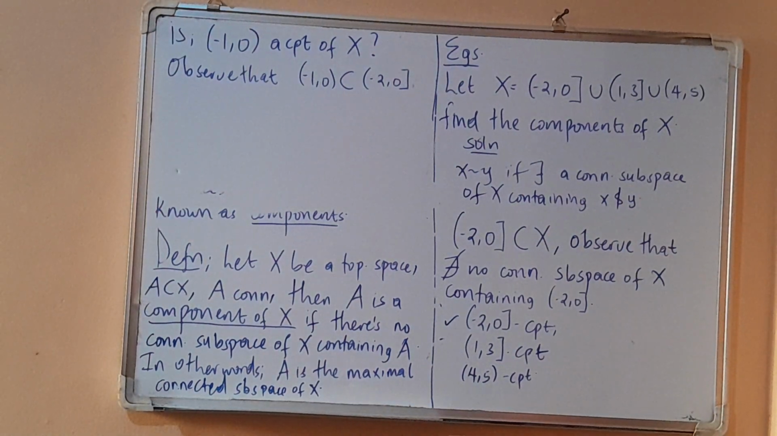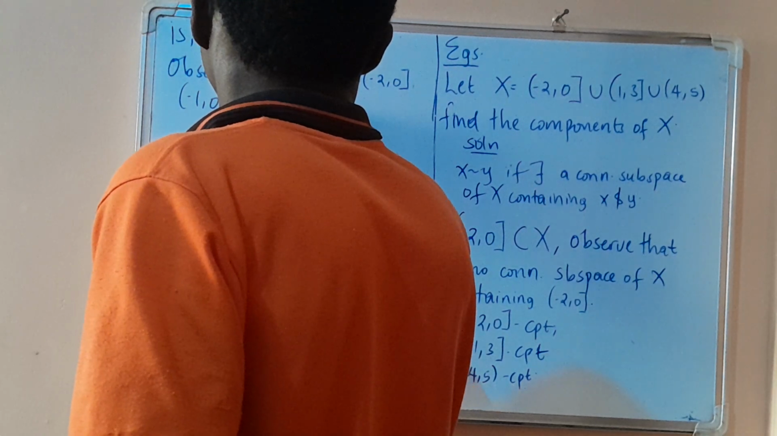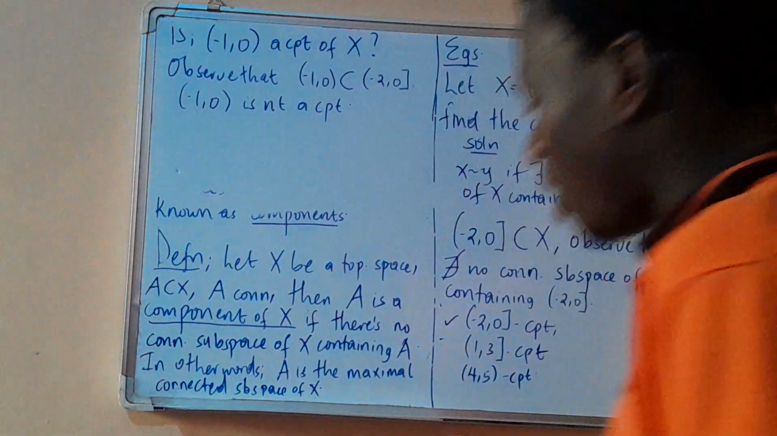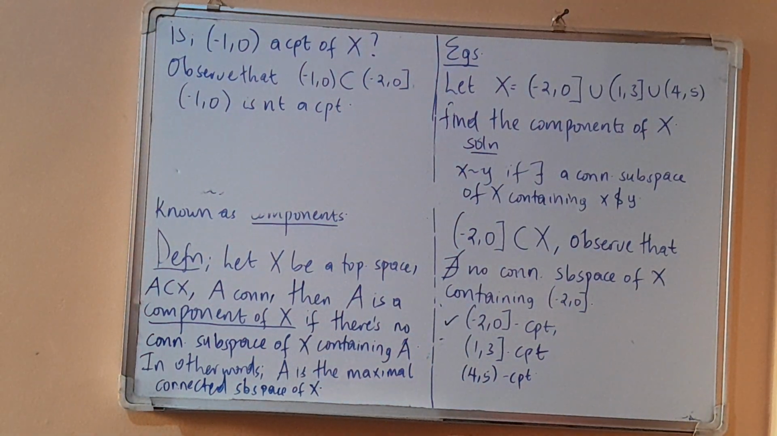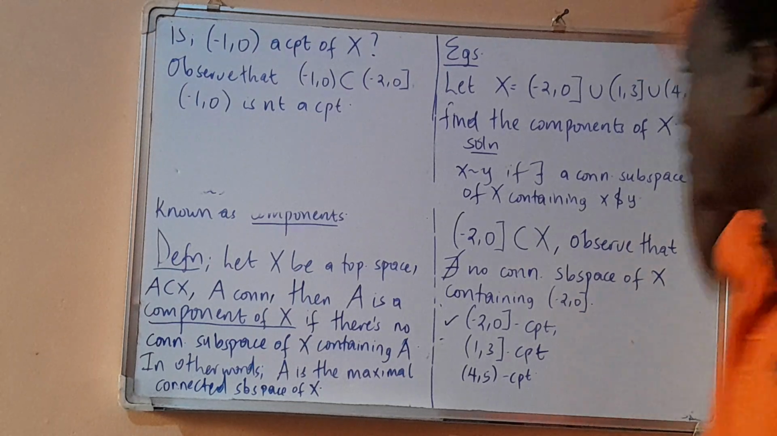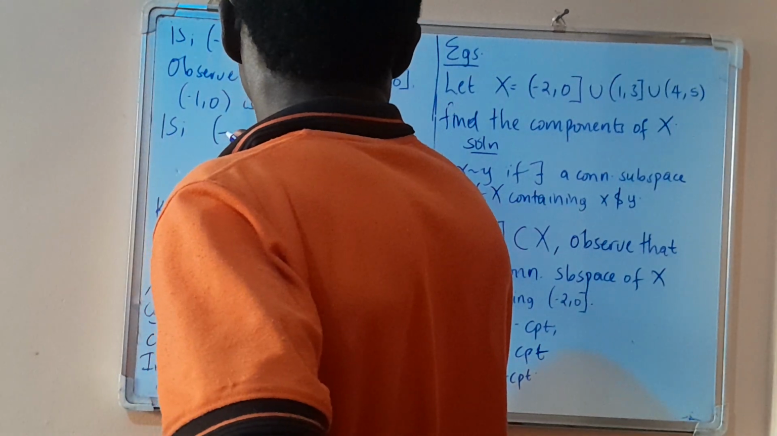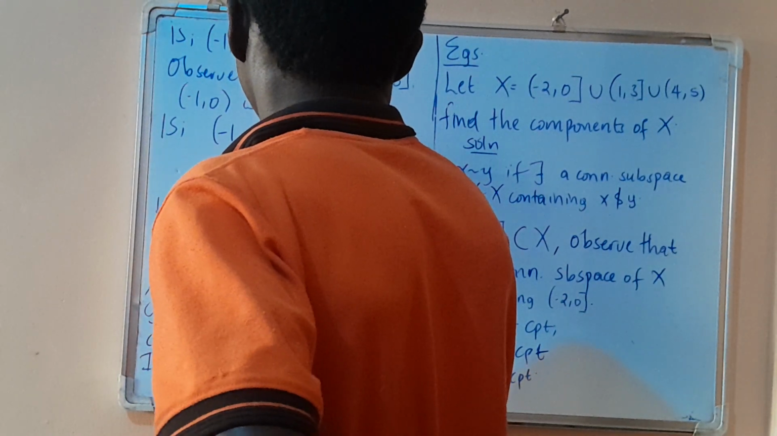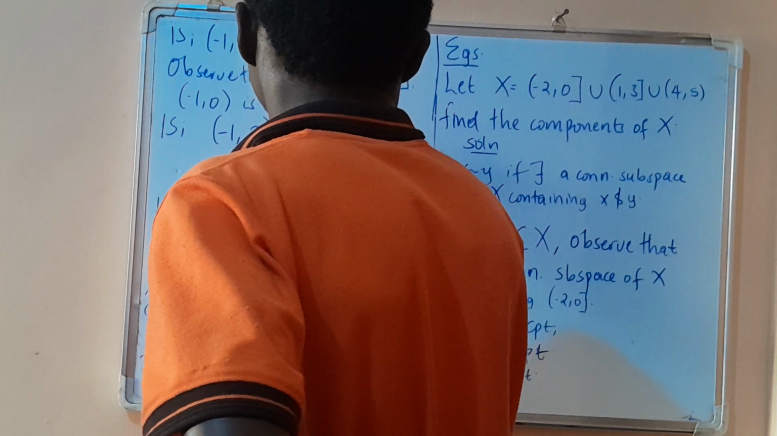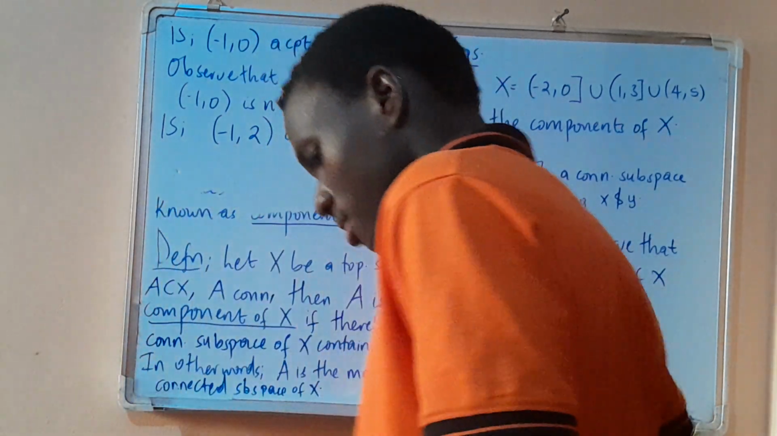Similarly, (2, 3) is not a component. So this is not a component. (-1, 0) is not a component. Now let us ask ourselves, let me consider a point here and also a point in here. For example, is (-1, 2) a component of X? Is it a component of X?